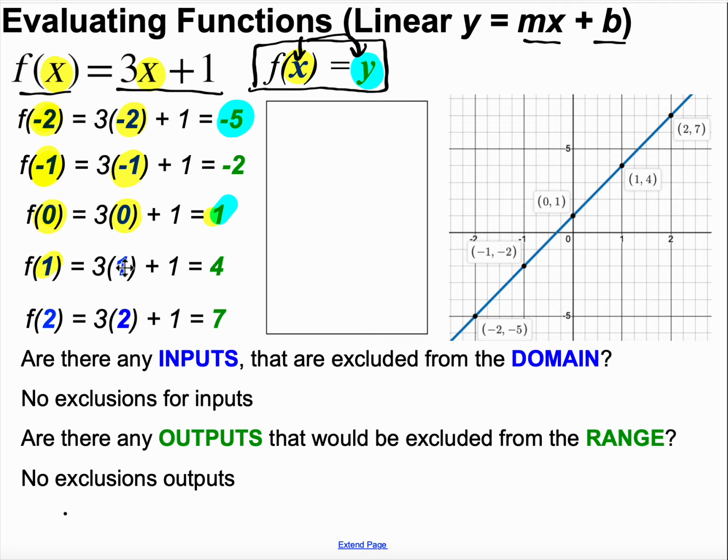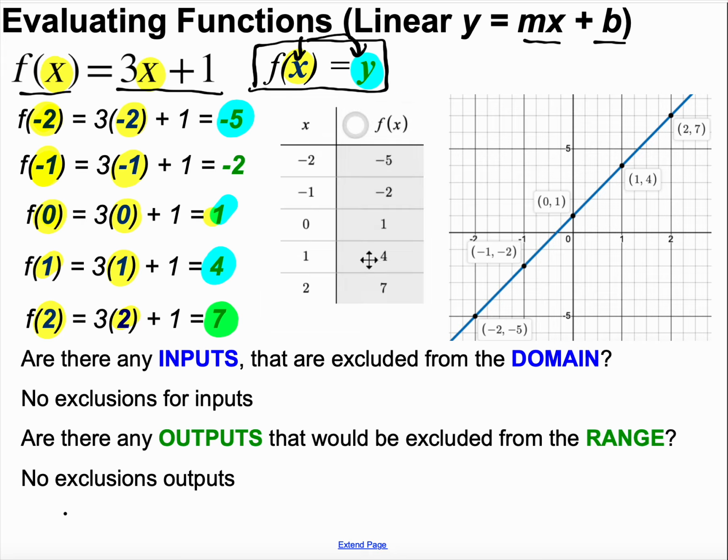F of 1 means substitute 1 in for x, or input x equal 1, and then I get an output y equals 4. And the last one, f of 2, just means let x equals 2. Everywhere there's an x, I'm going to input 2 and find the value of y.